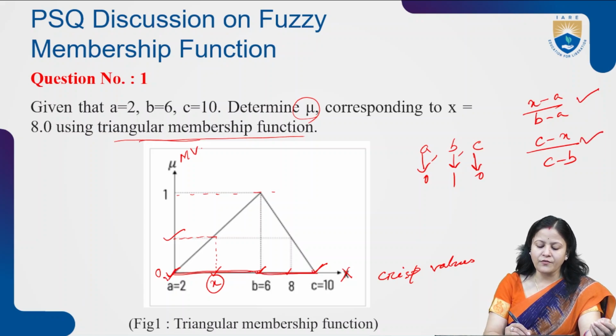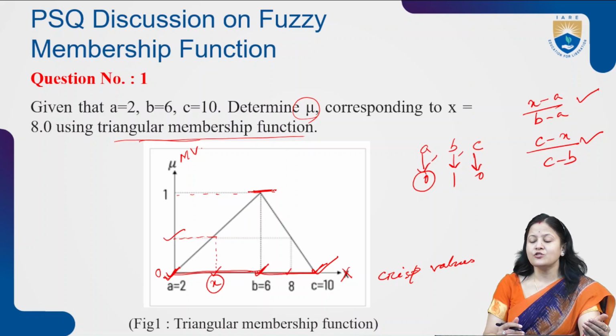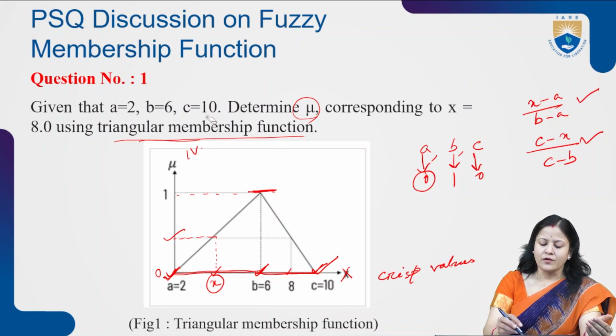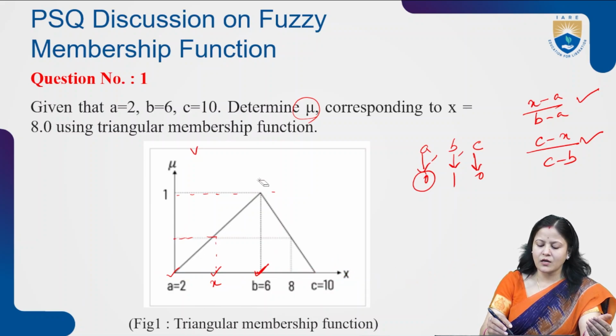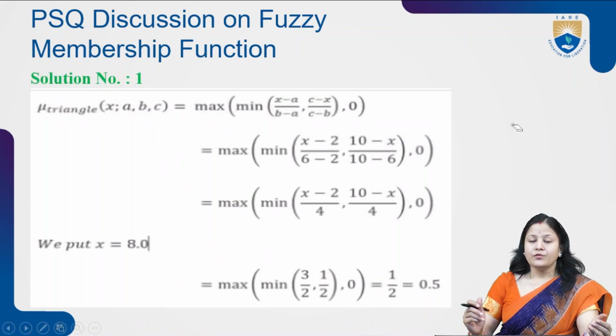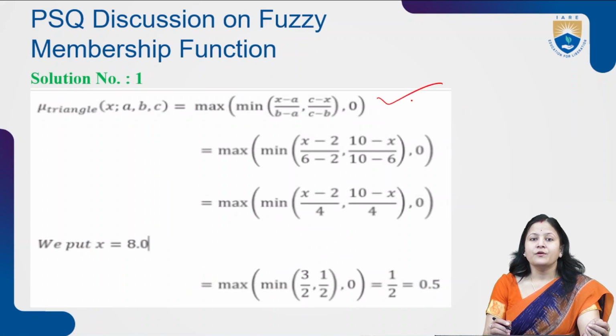If x is less than A or more than C, or exactly A or exactly C, then the membership value is considered as 0. And if x is at the middle point, at B, then the membership value is 1, meaning it has full membership. Based on these conditions, we can generate the consolidated formula. I'll show you the consolidated formula. Now this is the formula for the triangular membership function.